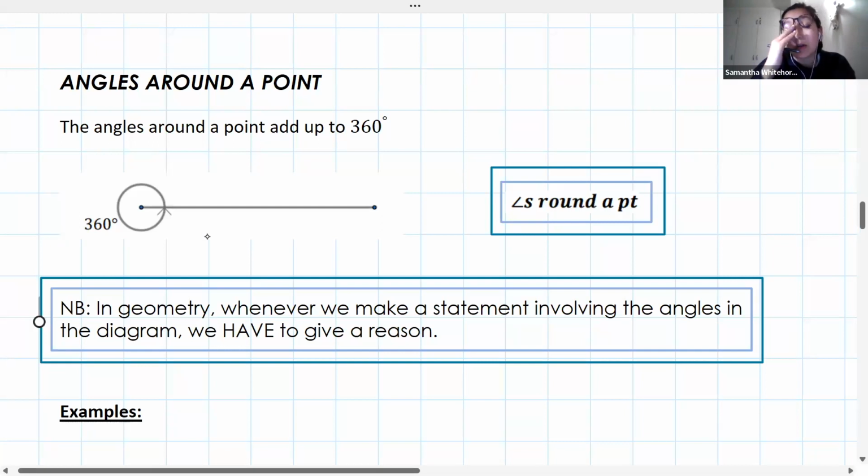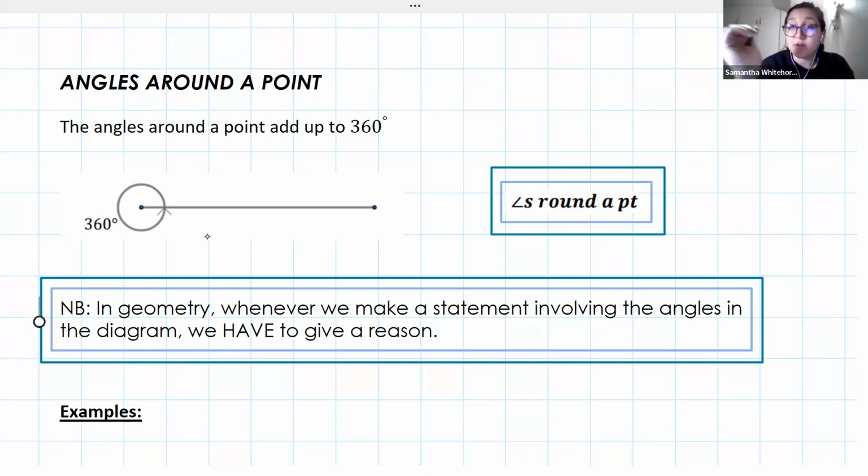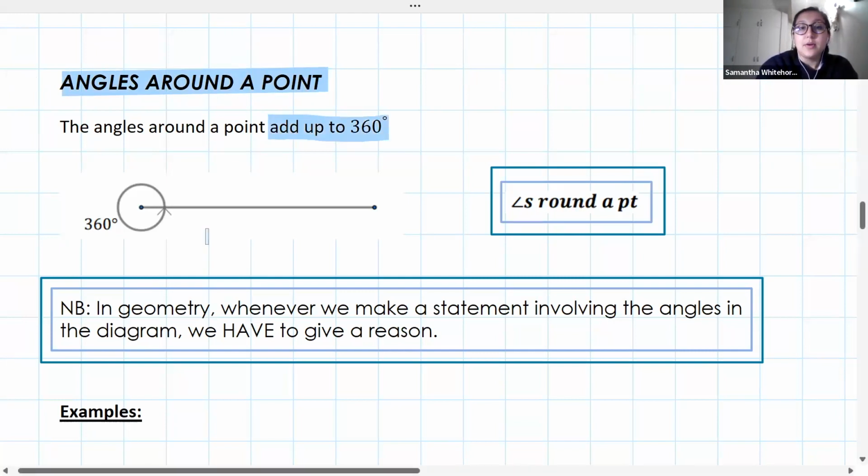So the questions earlier about co-interior angles, corresponding angles, all of those fun things, they're coming up. They're part of our reasons. But the first one we're going to look at is angles round a point. Now that's quite self-explanatory. It is all angles around a single point. Those angles add up to 360 degrees.